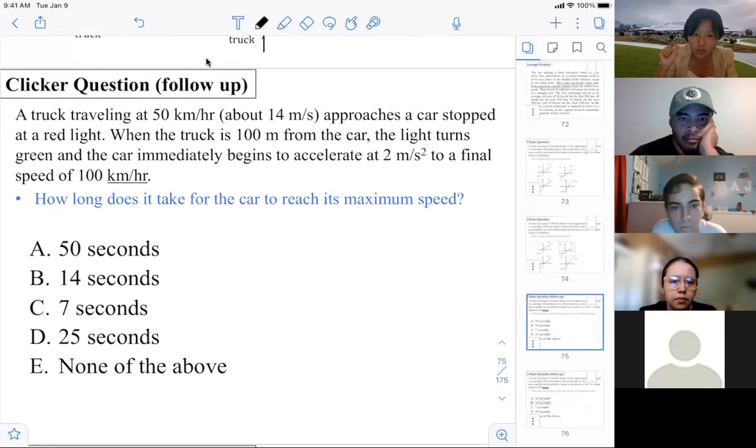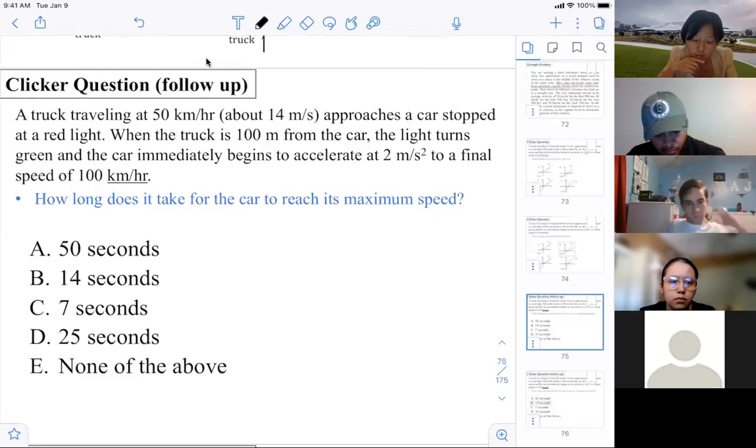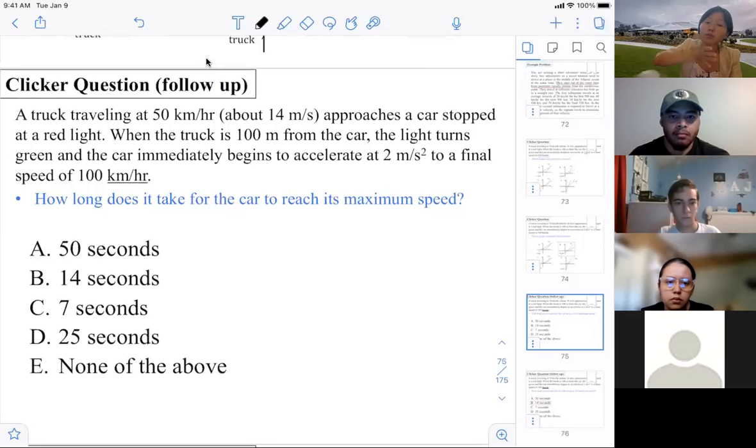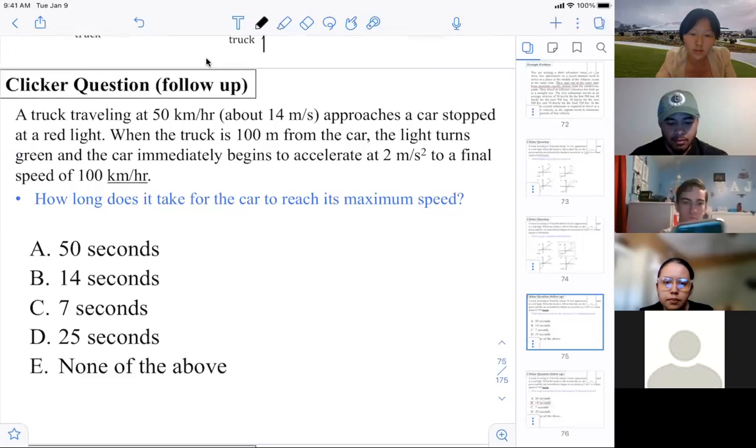So the follow-ups are small questions, breaking it down into many small steps, and each of them is simple to answer. So the first question: how long does it take for the car to reach its maximum speed? That tells us at what point we should start using a different kinematics equation to analyze the car. So we need to figure out, from time 0 to which second, we need to use a different method.